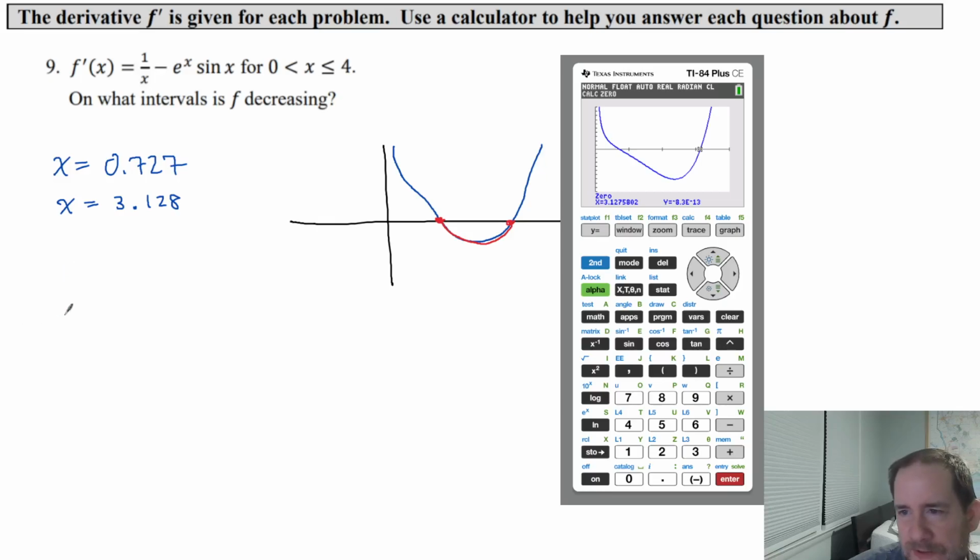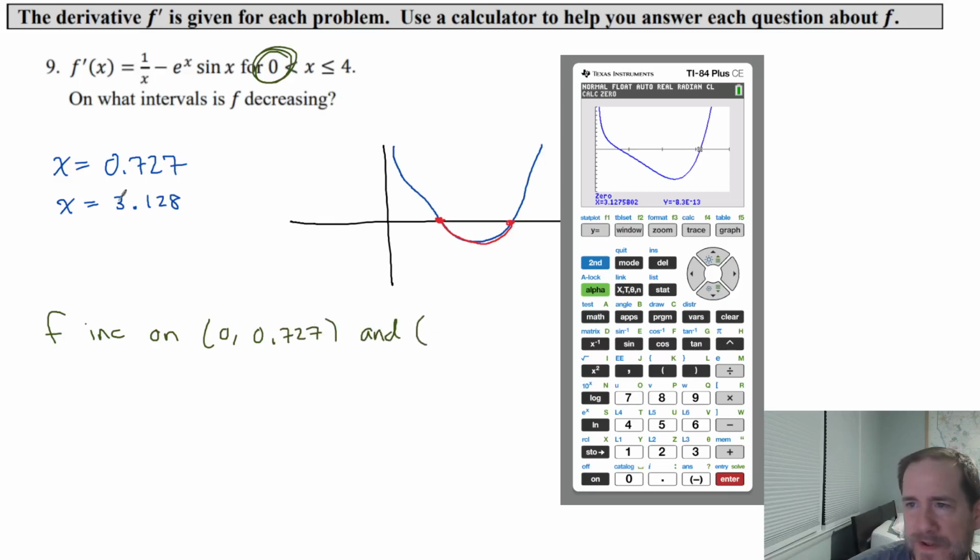So we can say that f increases on... Now again, don't say negative infinity all the way to this value, because again, we were restricted to starting from 0. So we'll say f increases on 0 up to this first critical value, 0.727. And we also increase on the interval that starts at 3.128. And we don't go all the way to infinity because we had this restriction that tells us to stop at 4. So at 4, there's like a hard end on this graph. It doesn't keep going. So we'll stop at 4.